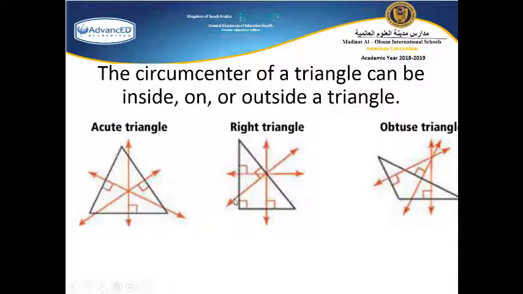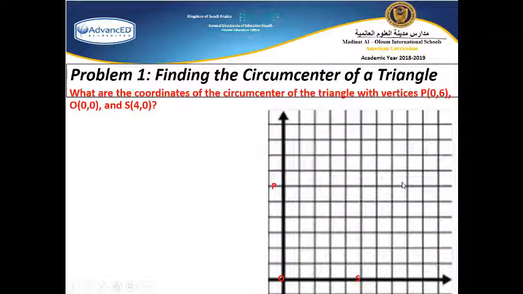The circumcenter of a triangle, the point of intersection of the perpendicular bisectors, can be inside the triangle like the acute, on the hypotenuse of the right triangle, or outside the triangle like the obtuse triangle.